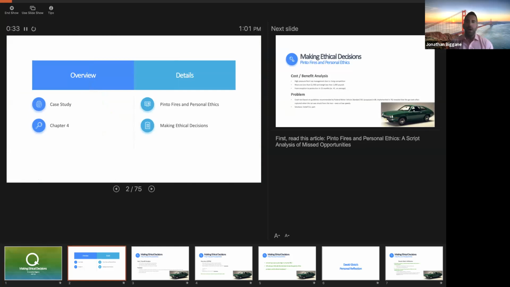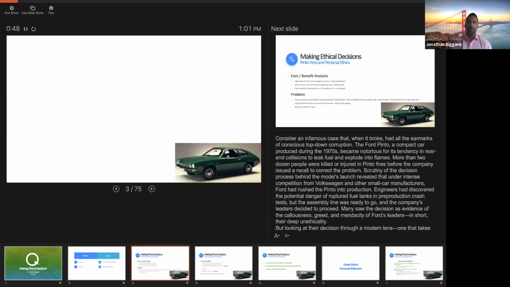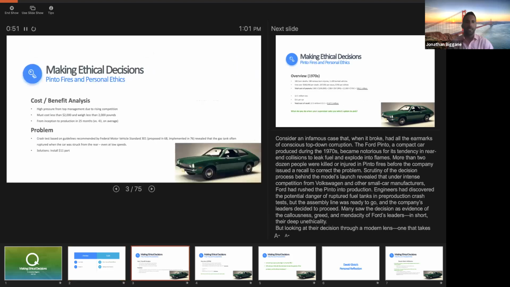So I chose the Ford Pinto case because this is a really good example, a good case study of how ethics plays out in real life, and how a failure to act ethically can have pretty severe consequences. So let's go into the case. As you saw from the reading, this was a pretty interesting situation.